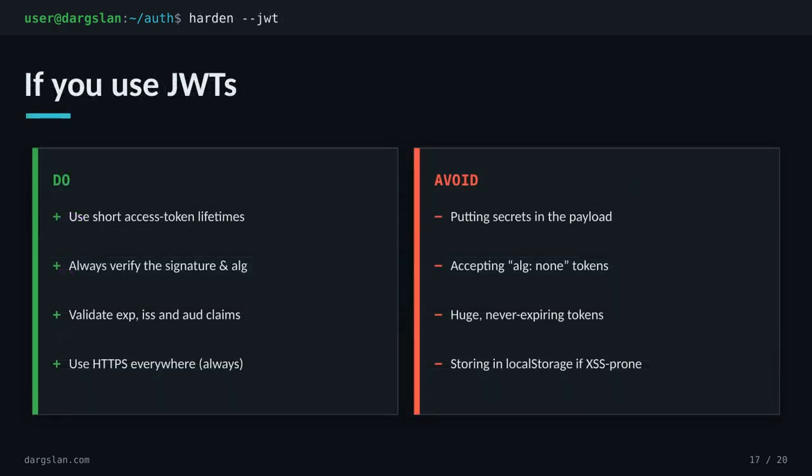With that foundation in place, here's a practical hardening checklist. On the do side, keep access tokens short-lived, always verify both the signature and the algorithm, validate the standard claims like exp, iss, and aud, and of course, HTTPS everywhere. On the avoid side, never stash secrets in the payload, reject any token claiming alg none, steer clear of huge tokens that never expire, and think twice about local storage if your app has any XSS exposure.